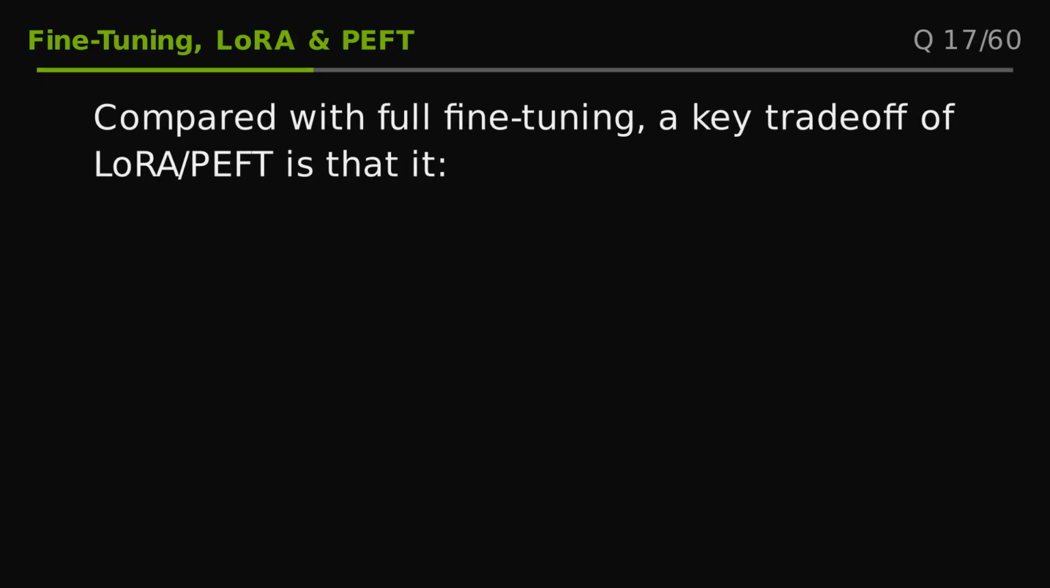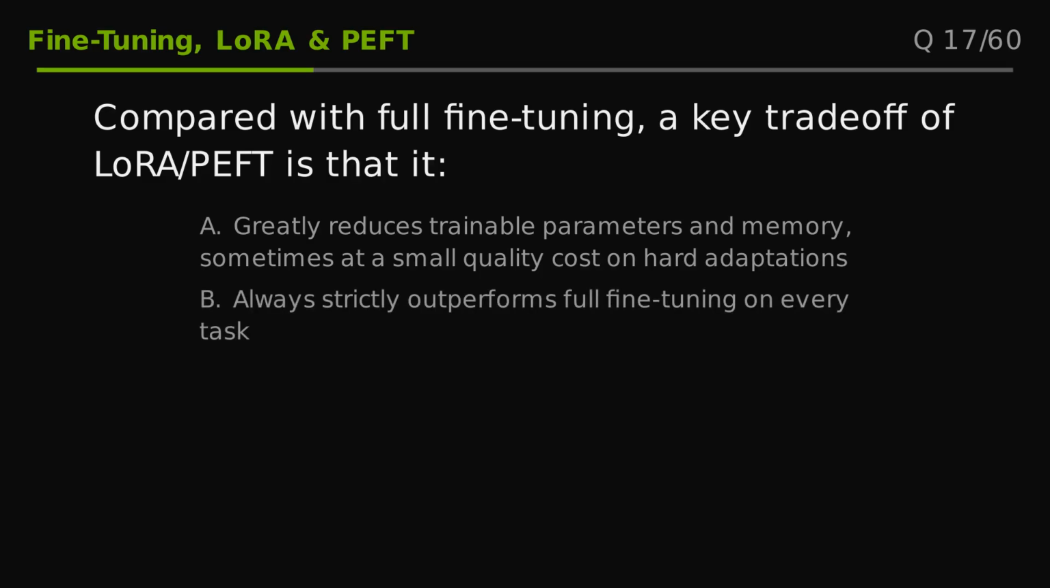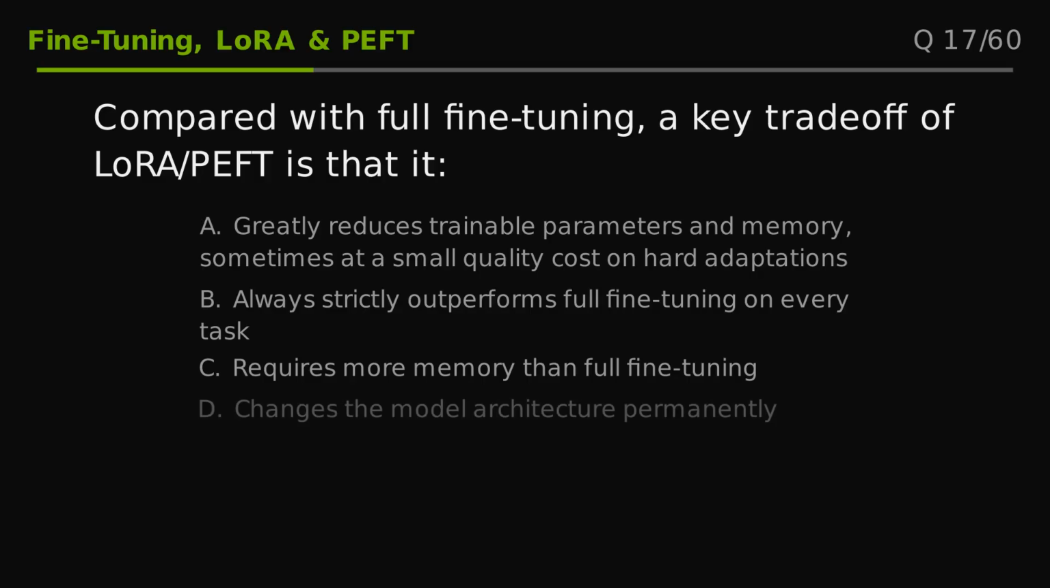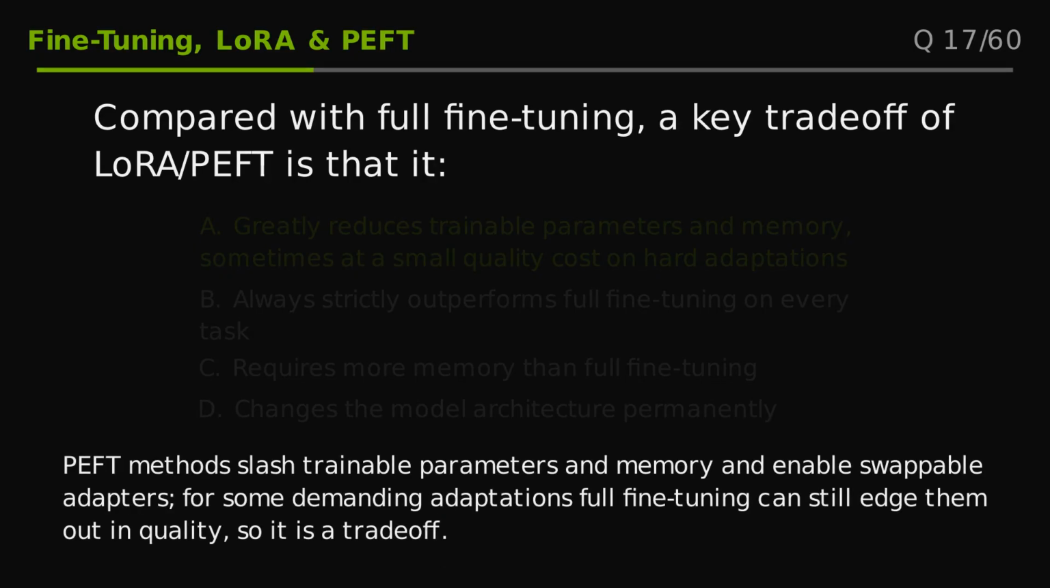Question 17. Compared with full fine-tuning, a key trade-off of LoRA or QLoRA is that it, Option A, greatly reduces trainable parameters and memory, sometimes at a small quality cost on hard adaptations. Option B. Always strictly outperforms full fine-tuning on every task. Option C. Requires more memory than full fine-tuning. Option D. Changes the model architecture permanently. The correct answer is A. PEFT methods slash trainable parameters and memory and enable swappable adapters. For some demanding adaptations, full fine-tuning can still edge them out in quality, so it is a trade-off.